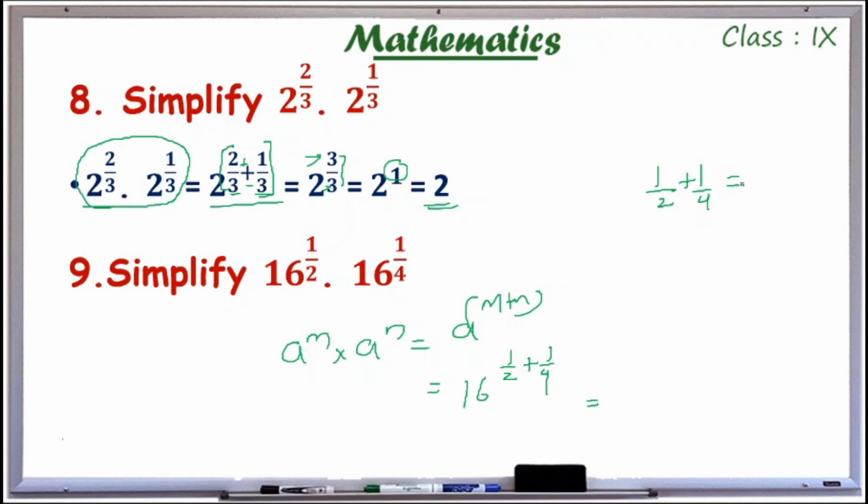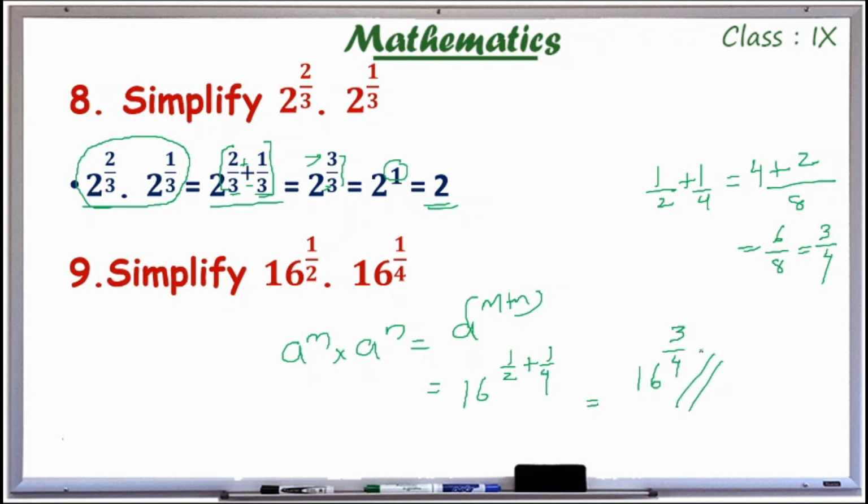not the same denominator, so you have to cross multiply and add. 1 into 4 is equal to 4, 1 into 2 is equal to 2, 2 into 4 is equal to 8, 6 by 8. Simplifying we get 3 by 4. So 16 raised to 3 by 4 is the answer.